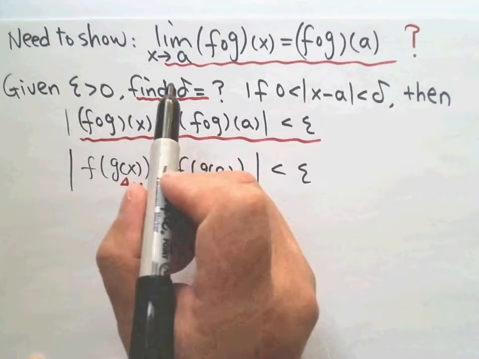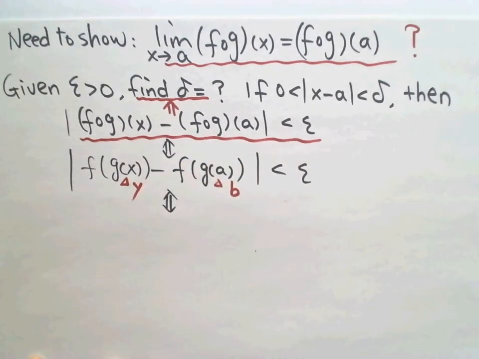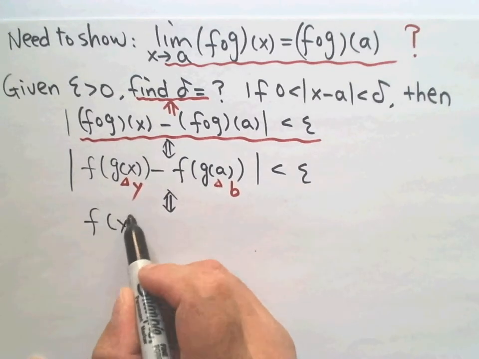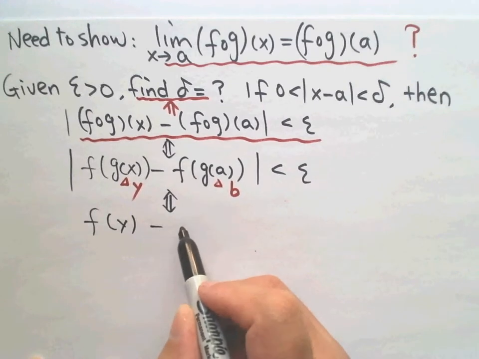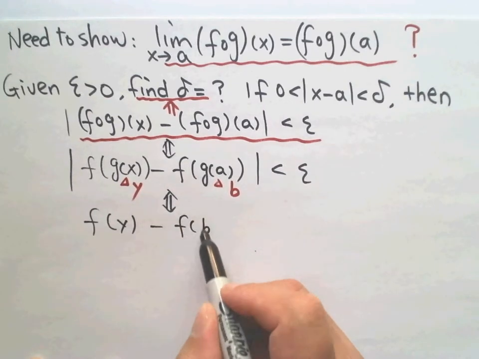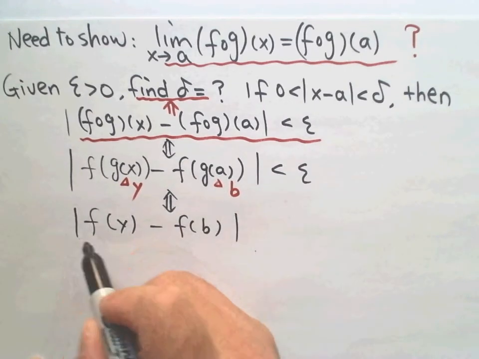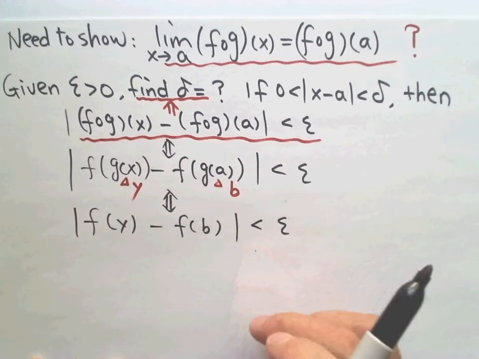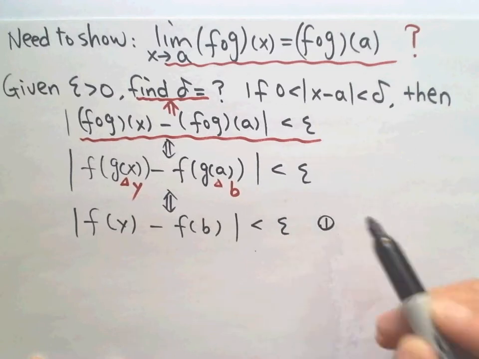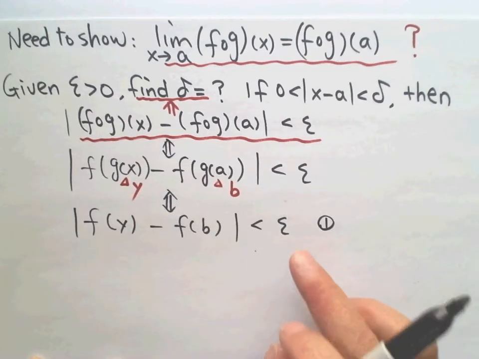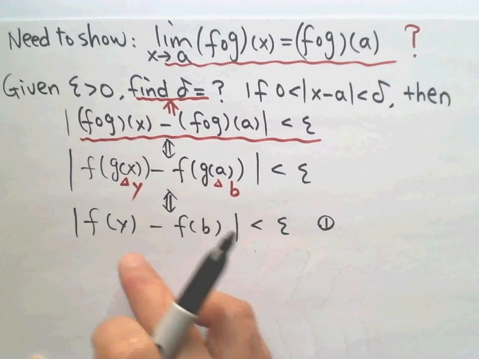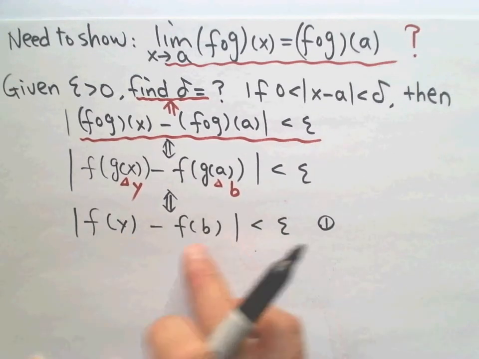Keep in mind our purpose is to find out what delta is. That's all we need to do. So this number, simplified a little, is |f(y) - f(b)| less than epsilon. Think about this. If I say this is 1, the first inequality, we have this. Can we explore this? You should be familiar with this.